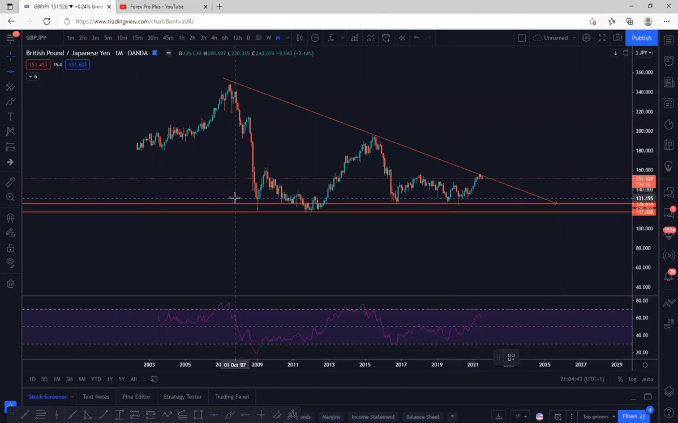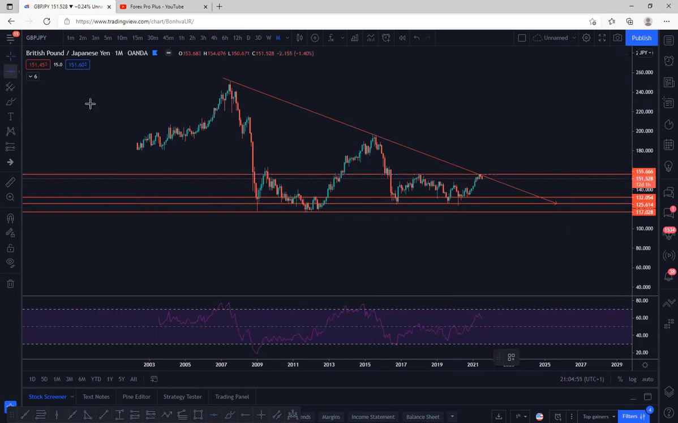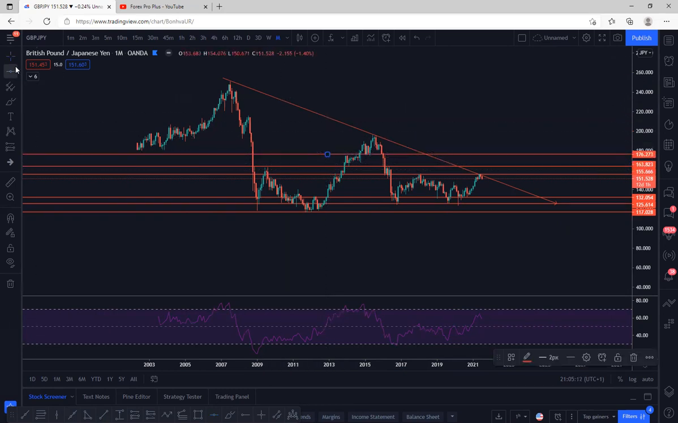And this is another support, and this is a resistance, and resistance here as well. Right. This is the one. So for our purpose, that's enough for now.